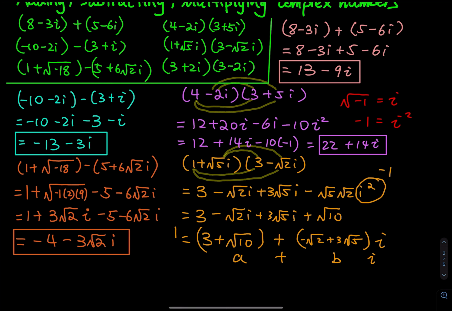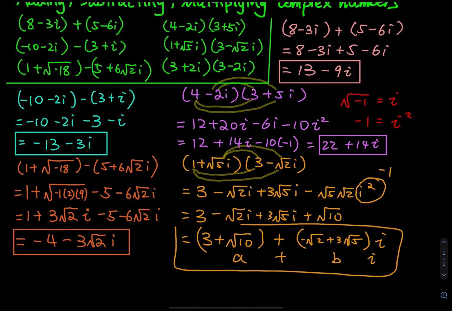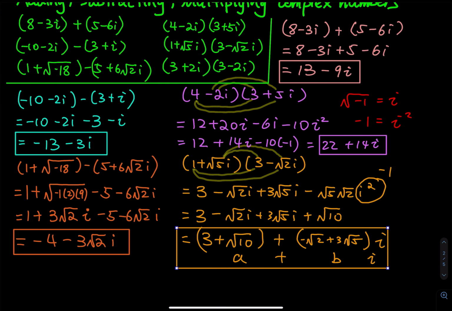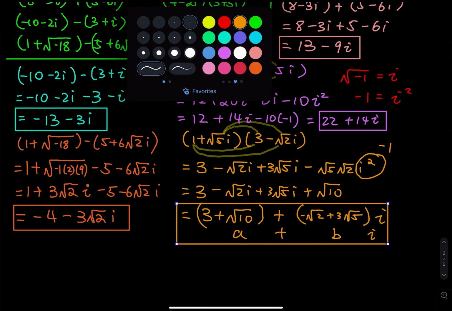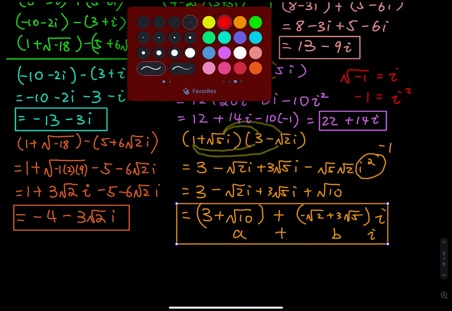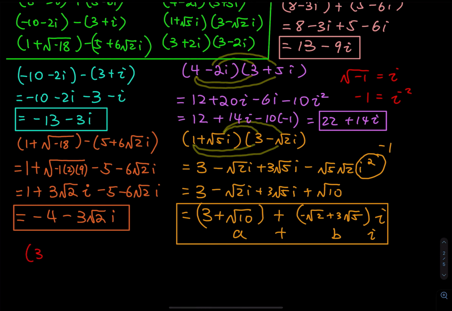Let's box that, and then we do the last one. Box that, makes it look good, and then we do the last one. The last one, let's do it in red. So we have 3 plus 2i, and then we have 3 minus 2i.